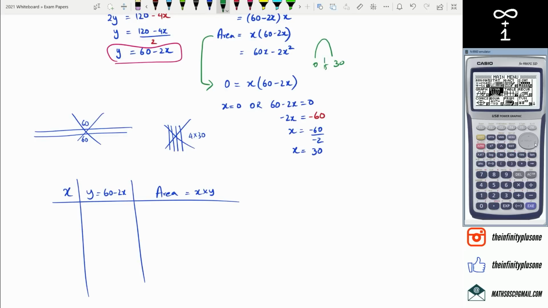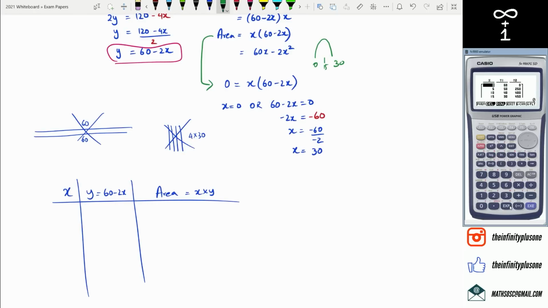So I'm going to go into table, and the first thing I'm going to do is 60 minus 2x. And then the second thing is x multiplied by y, which is 60 minus 2x. Chuck that there, and I'm going to click on set. My starting point is going to be 0, and my end value is 30. And I said I want to go up in 5s because I know that 15 is in the middle there. So I'm going to go up in 5s like that, and press enter, and table, and there we go.